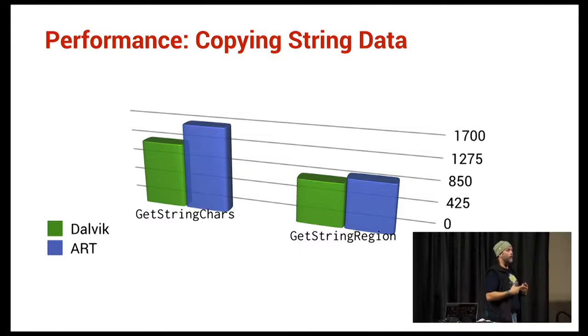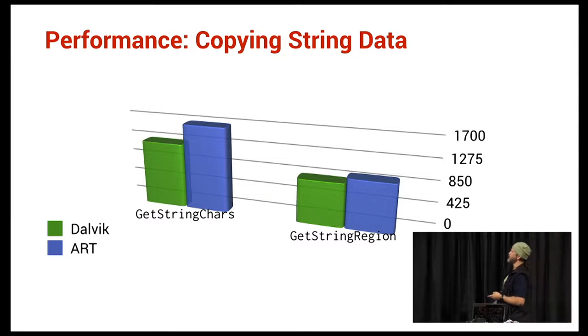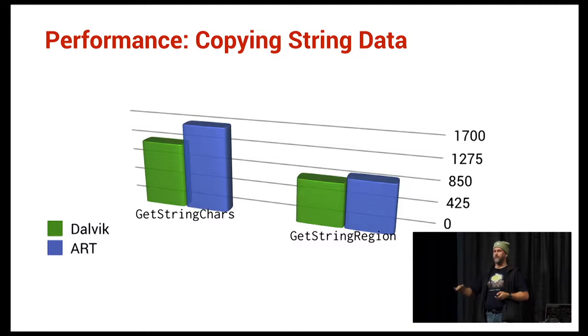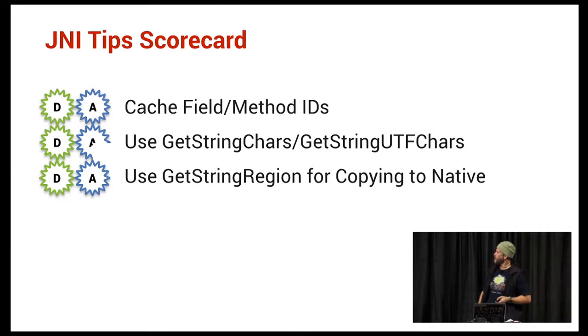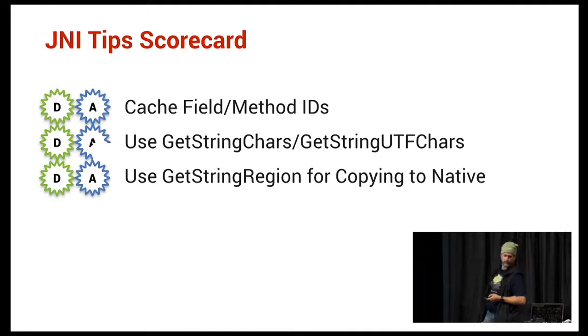But I think part of what you're seeing is the ART team wanted this to be incredibly robust, and that's why you're seeing a little bit of this. So maybe in the future we can figure out how to make these even closer together. But that's what it's like today. All right, so another big win on ART and a big win on Dalvik to use GetStringRegion.